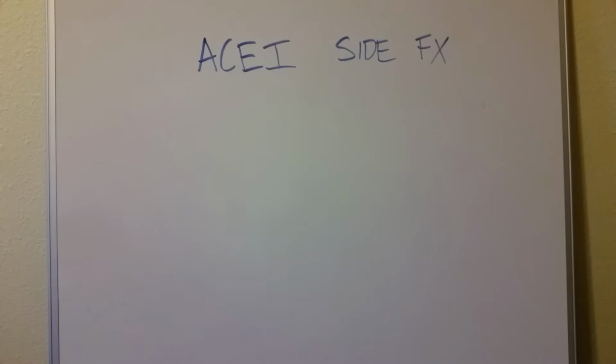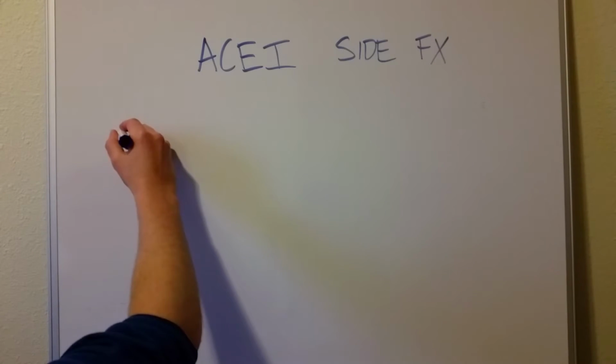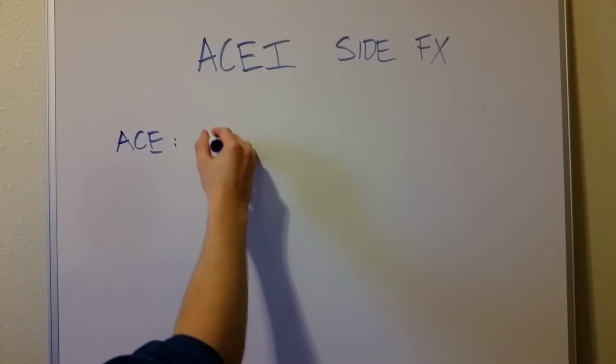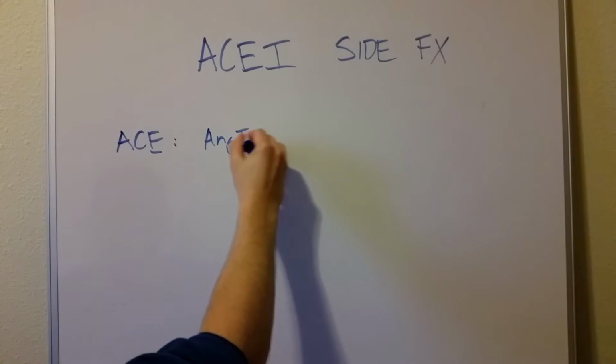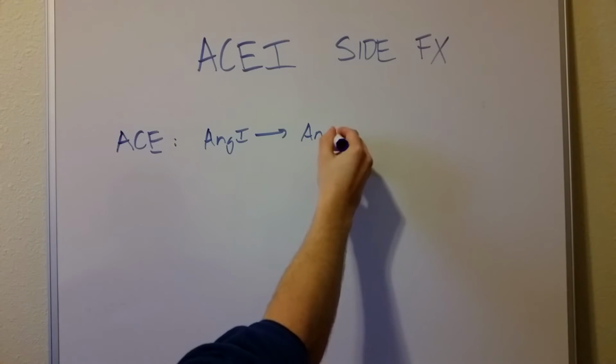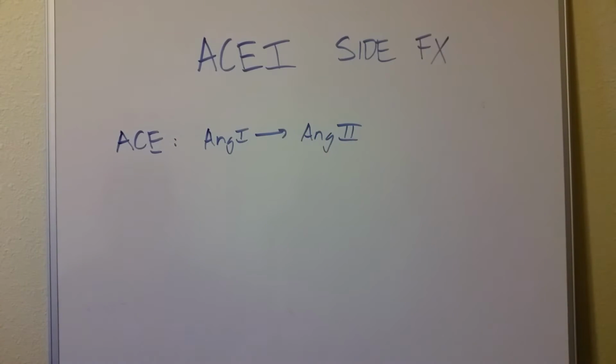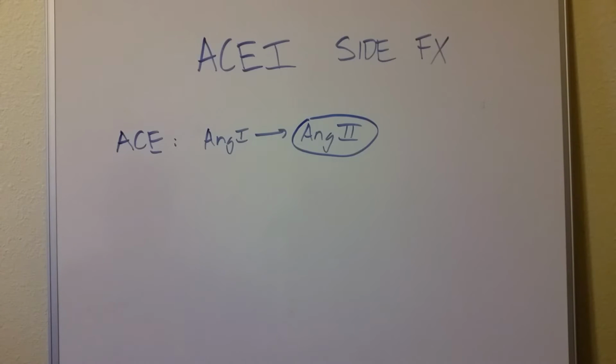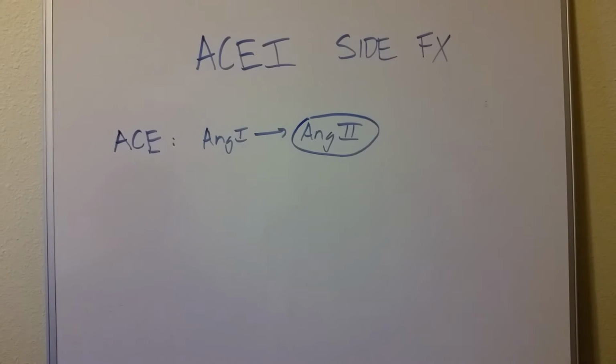ACE inhibitors work to treat hypertension by inhibiting the ACE enzyme, right? So that's the angiotensin converting enzyme, ACE. Normally, when it's not inhibited, ACE turns angiotensin 1 into angiotensin 2. And then we have a video talking about all the different things that angiotensin 2 does. But really, that's the thing we want to stop. We want to stop its production.